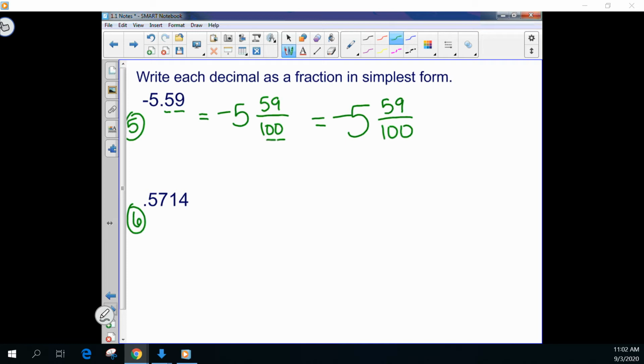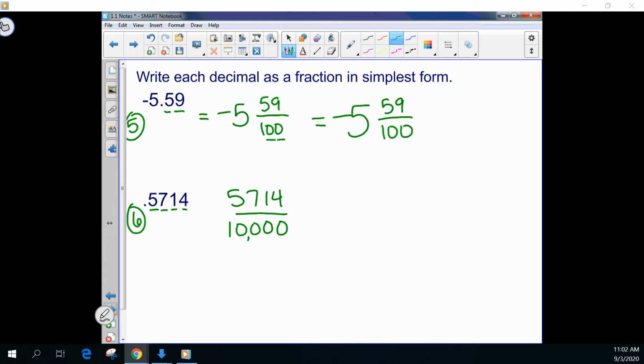Okay, number 6, the same trick. We're going to put this over a number in our denominator. 5,714 over, and then count past the decimals: 1, 2, 3, 4. So we're going to put 4 zeros in the denominator. So it'd be 5,714 over 10,000.